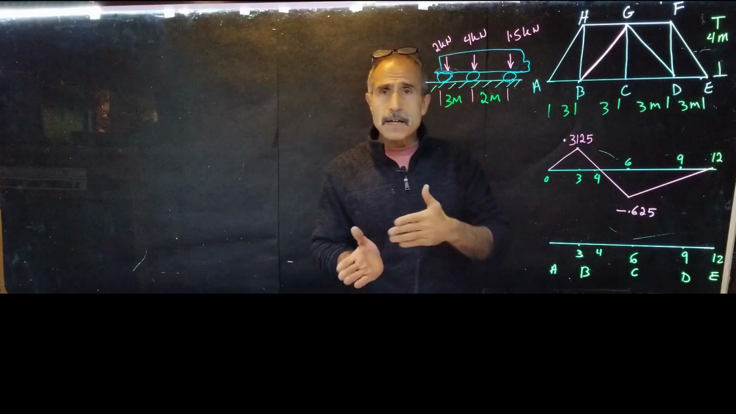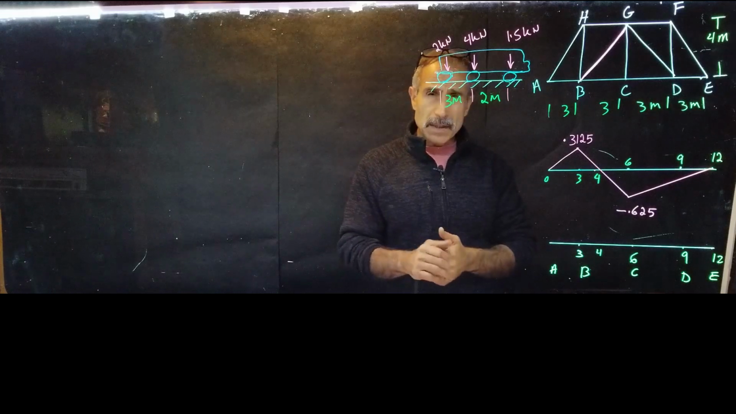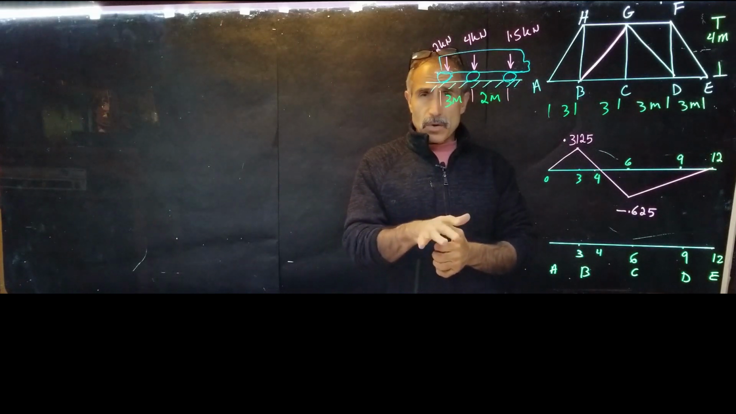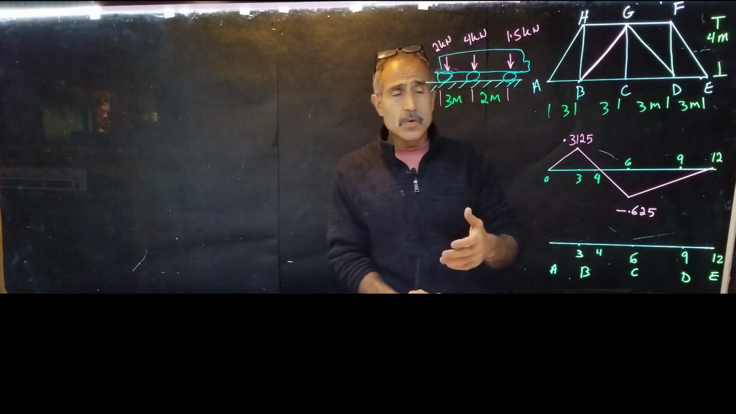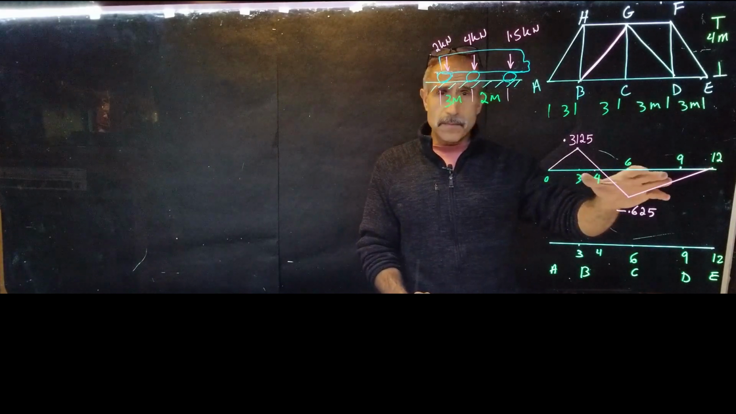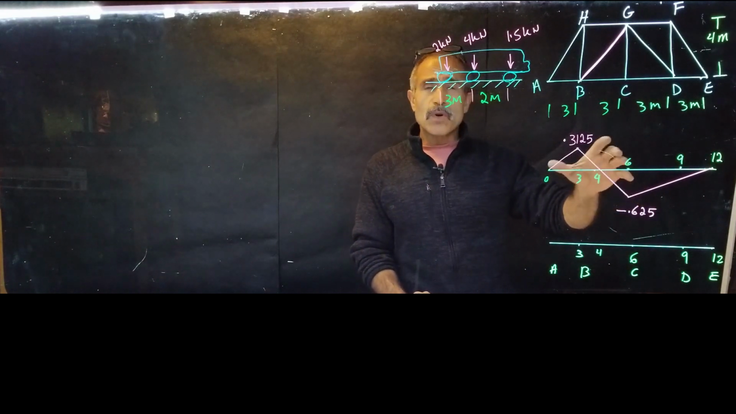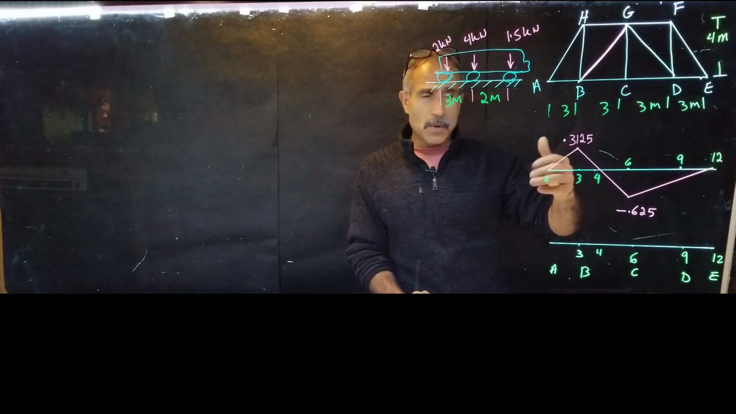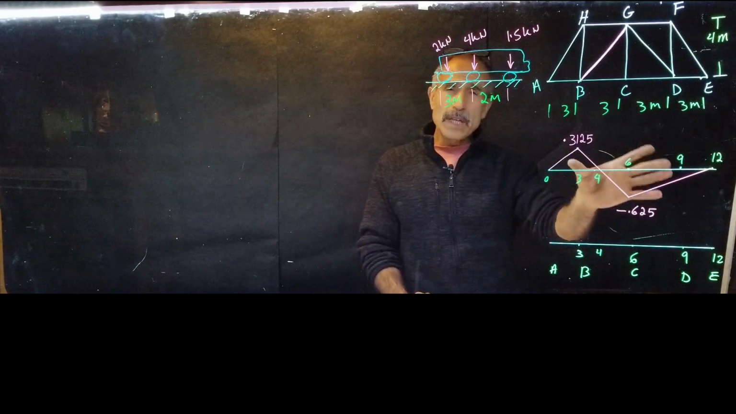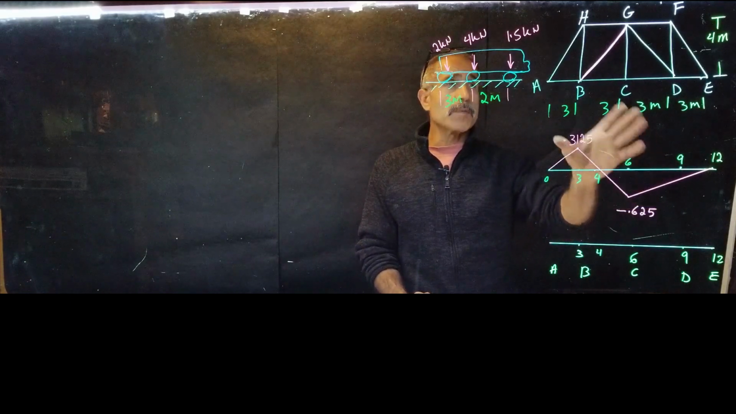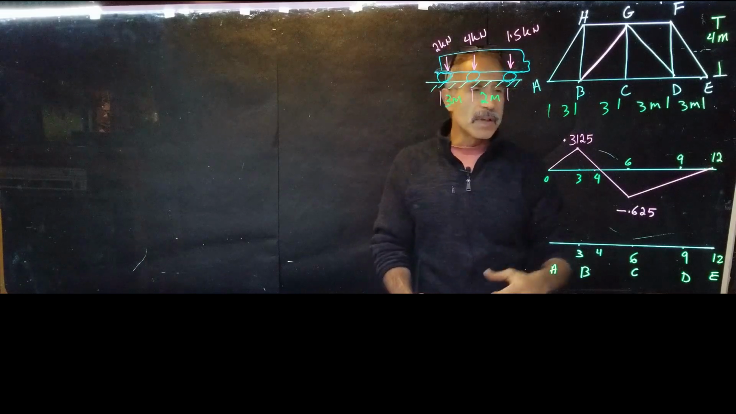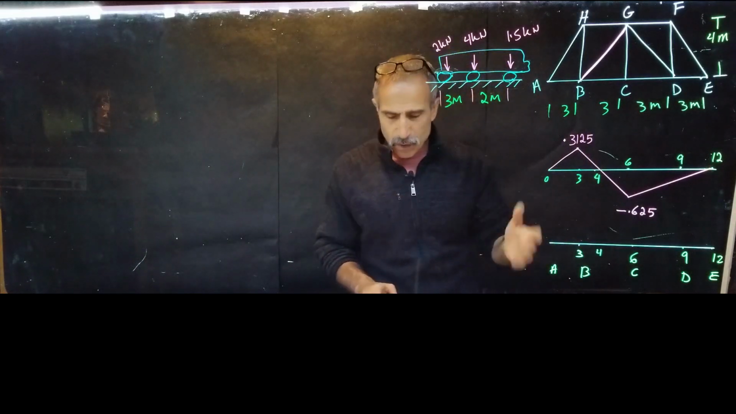You remember the last video I put on, we learned how to do the influence line. If you don't know it, I recommend you watch that one. But how did we get this? We need this to calculate the maximum compression load in BG. We did this before, and I'm going to just go over it quickly.